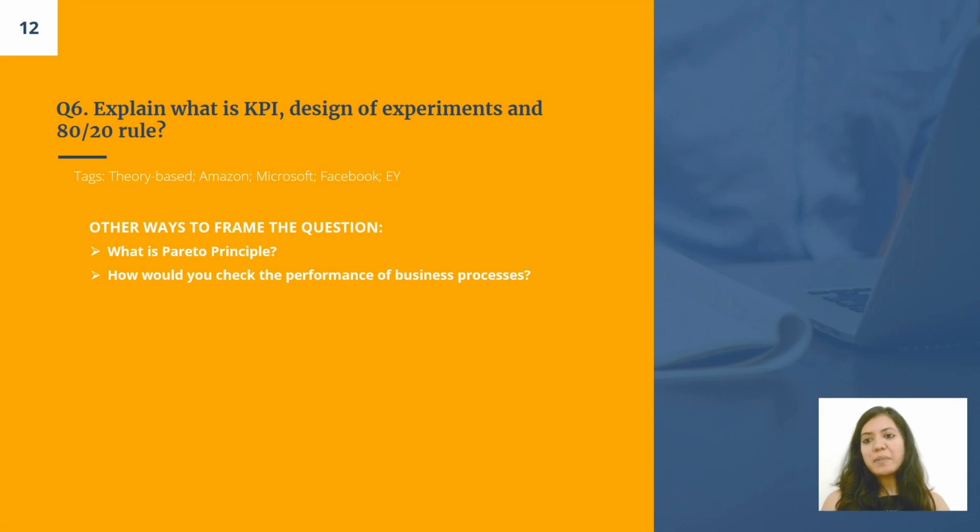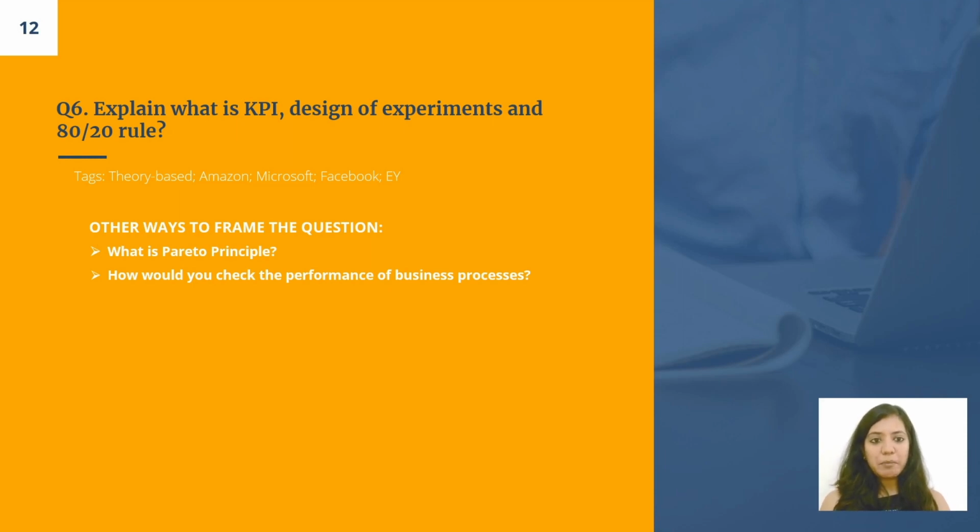Question 6. Explain what is KPI, design of experiments, and the 80-20 rule. So, other ways to frame this question. KPI is nothing but key performance indicator. It is used to measure the performance of business processes or reports. So the other way to frame what is KPI would be how would you check the performance of business processes? The 80-20 rule is also known as the Pareto Principle. So in case you are asked what is Pareto Principle, do not get confused. It is the same thing.